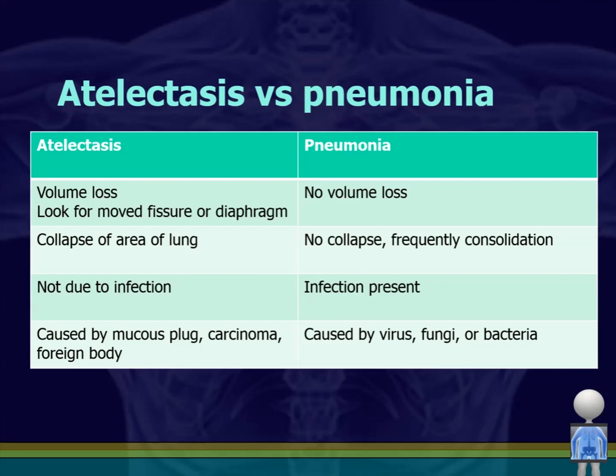There's no volume loss in pneumonia. There may be collapsed area of lung in atelectasis. Absolutely, that is what it is by definition. Depending on how big the area is, depends on whether you truly have volume loss. In pneumonia, there's no change in lung volume. There's no collapse, but there are focal areas of consolidation. Atelectasis is not due to infection. Obviously, pneumonia is. And what causes atelectasis?